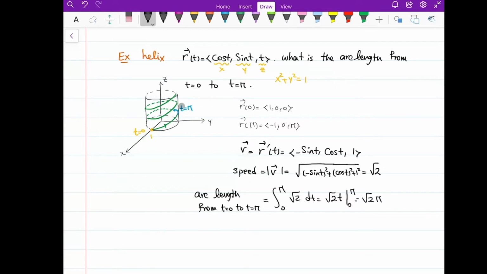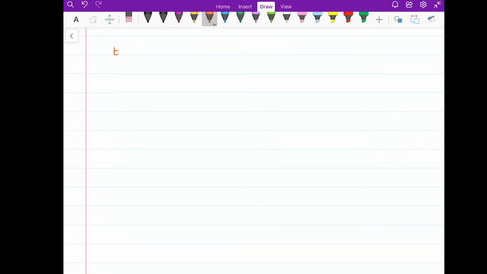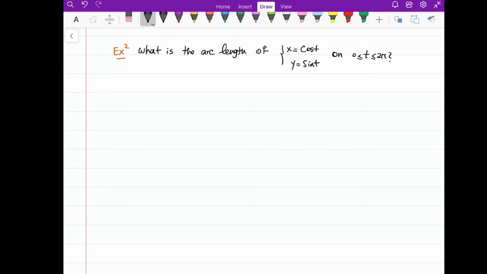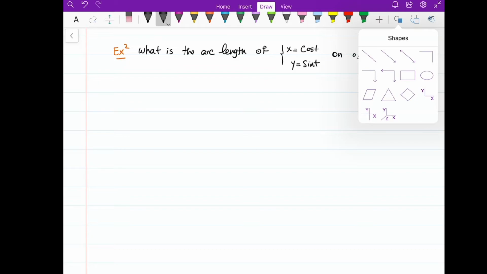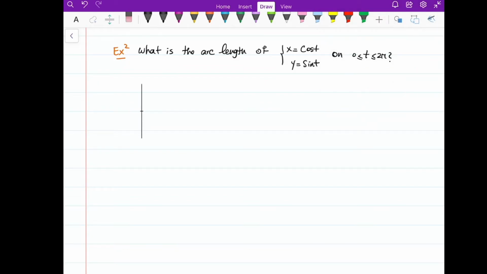Okay, look at example 2. What is the arc length of this parametric curve? x equals cosine t, y equals sine t, from 0 to 2 pi. Okay, what is this curve if I want to graph it? x-axis, y-axis, and this curve is, since sine squared plus cosine squared is equal to 1, a circle of radius 1.